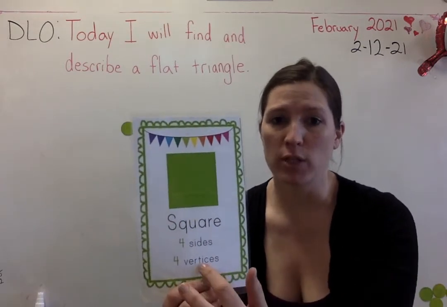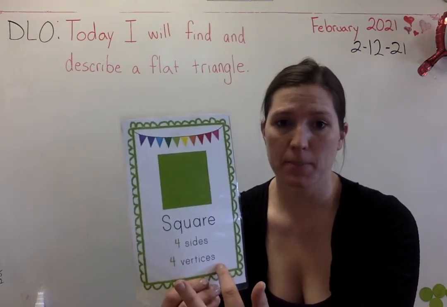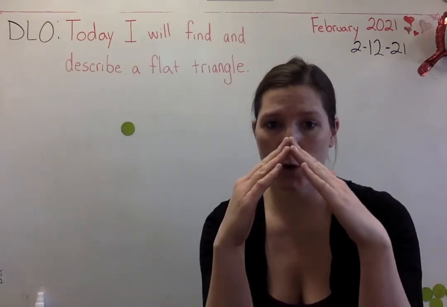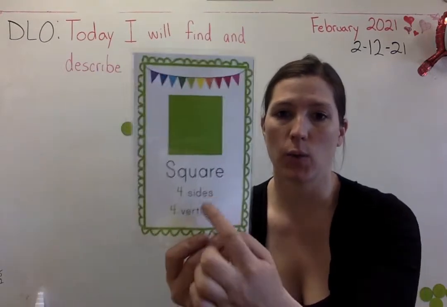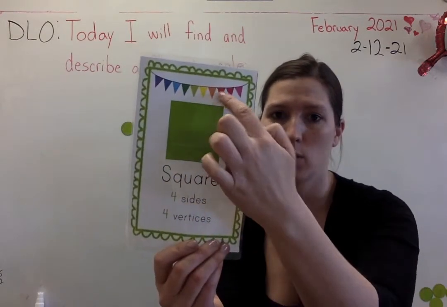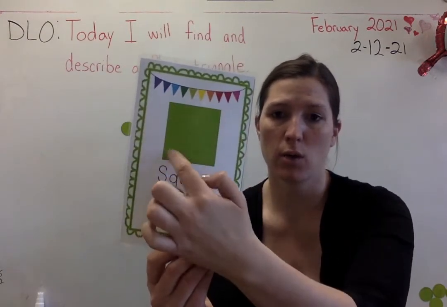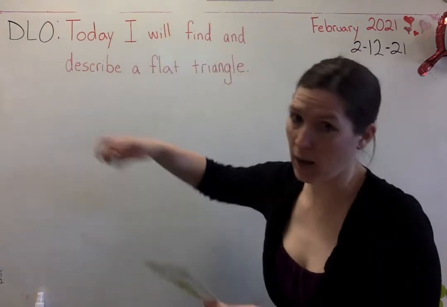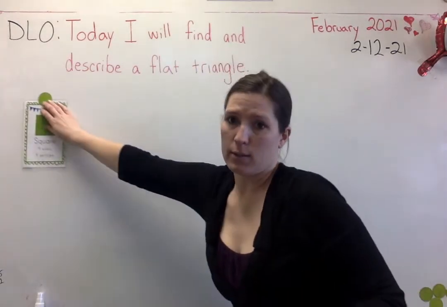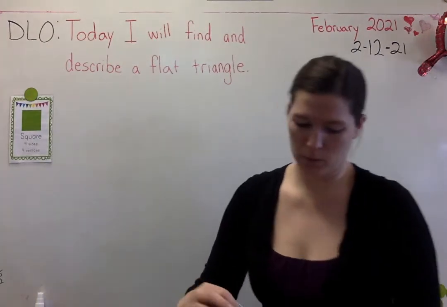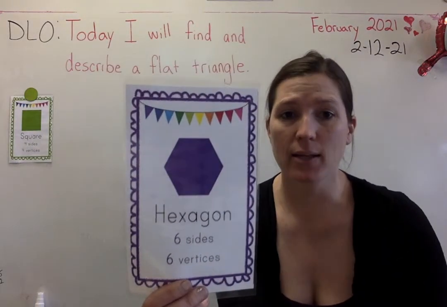And it has four vertices. Say vertices. Those are the corners. The corners are here. 1, 2, 3, 4. Now I can hang it up. Let's put up our square. Our next shape is a hexagon.